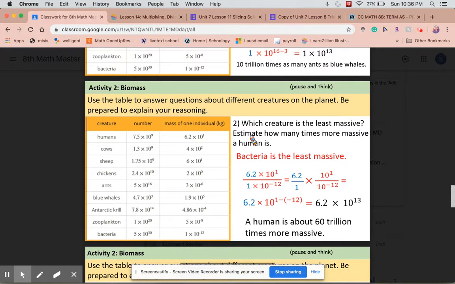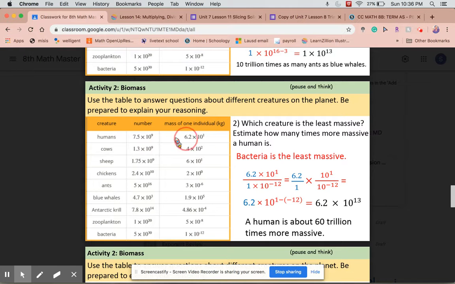Okay, so which creature is the least massive? And if you look over here, here are a whole bunch of creatures. Here's the number that they represent, and here's the mass of one individual. Okay, so we want to focus on which creature is the least massive. Estimate how many times more massive a human is compared to a bacteria. Okay, 6.2 times 10 to the power of 1. Which one do you think is being represented by that?